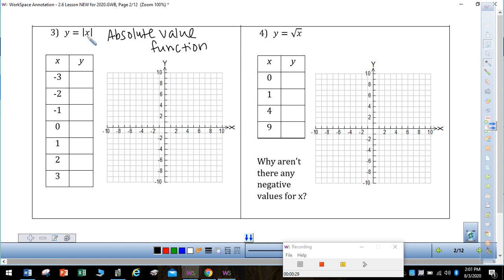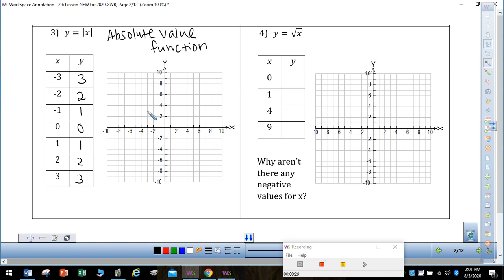of x. And one thing that we talked about earlier in Chapter 1 is that absolute value represents the distance that the number is away from 0 on the number line, and absolute value is always positive. So the absolute value of negative 3 is positive 3, absolute value of negative 2 is positive 2, absolute value of negative 1 is positive 1. The absolute value of 0 is 0, because 0 is 0 spaces away from 0. The absolute value of 1 is 1, then 2, and 3. So these are the ordered pairs for this graph.